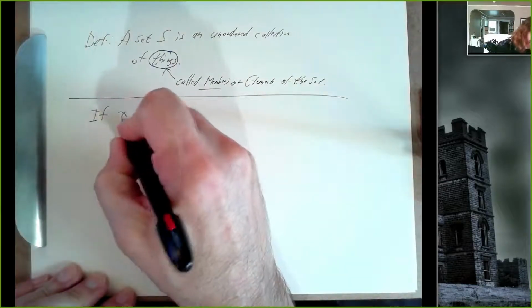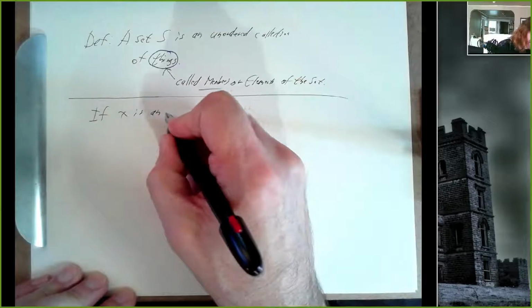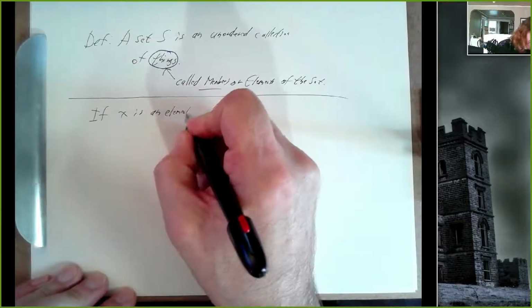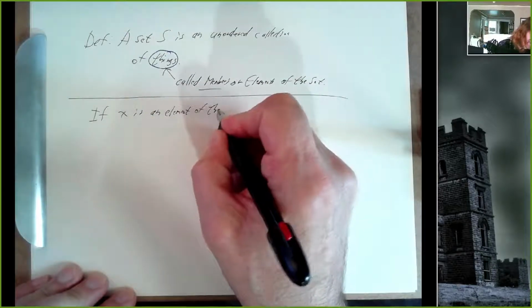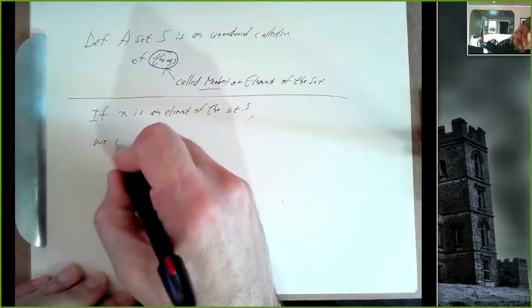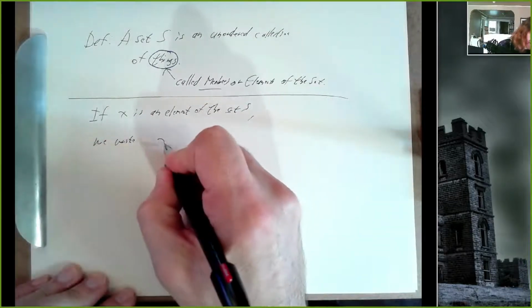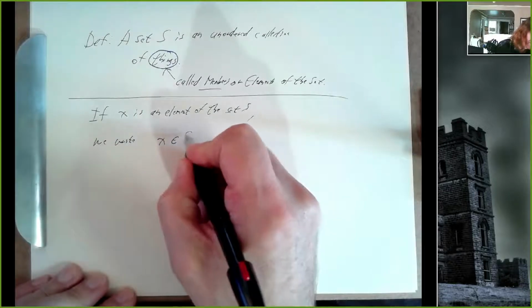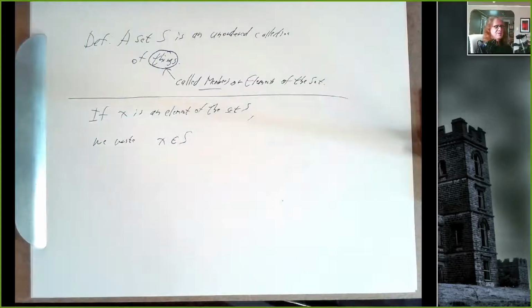If X is an element of the set S, we can write the following: X is a member of S. And we write this little epsilon symbol to mean membership. And it's not the epsilon from epsilon-delta proofs in calculus. We'll stay away from that. Okay, so X is a member of S.